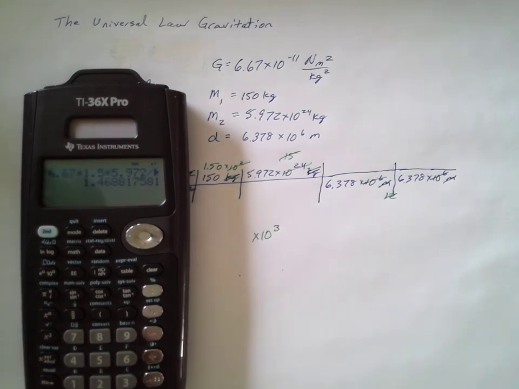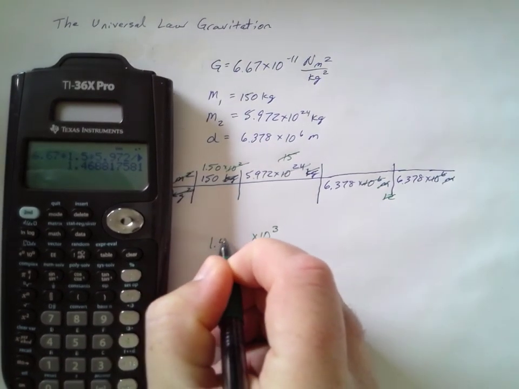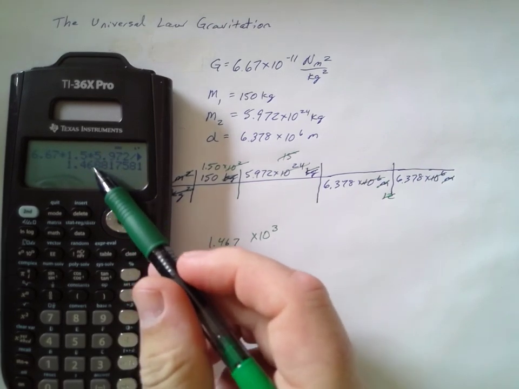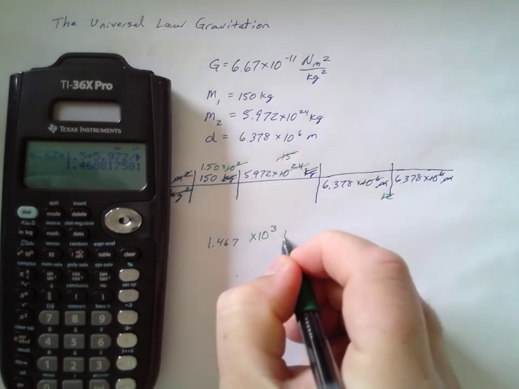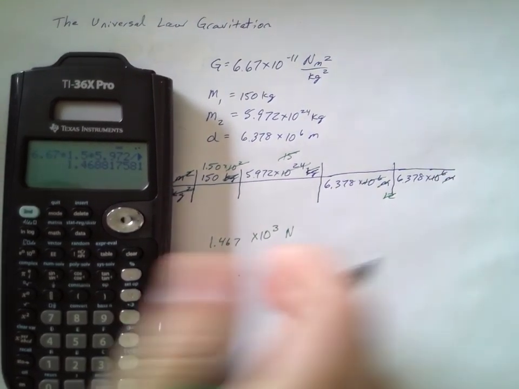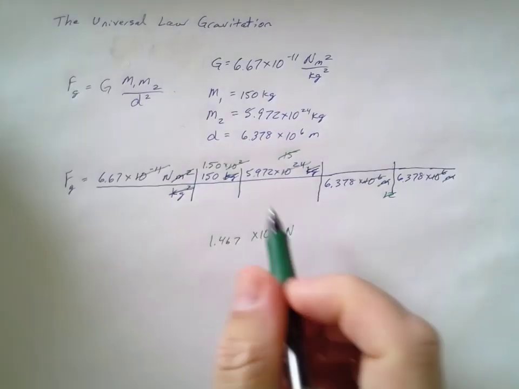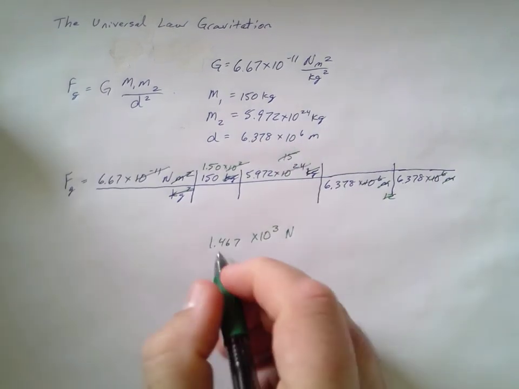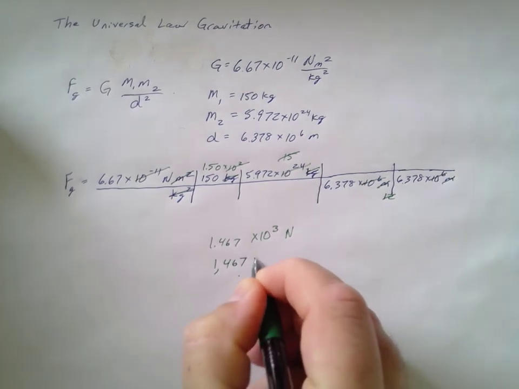What I'm ending up with here is 1.467, because I'm going to round, and this is going to be newtons. So what this is saying is that the force of gravity on this 150 kilogram person is going to be 1,467 newtons.